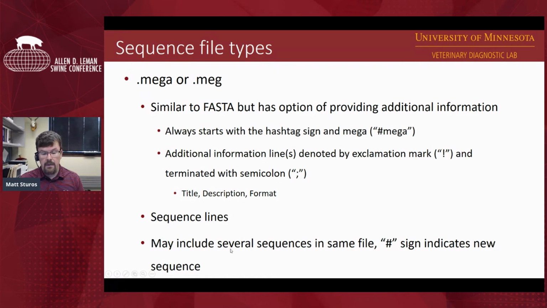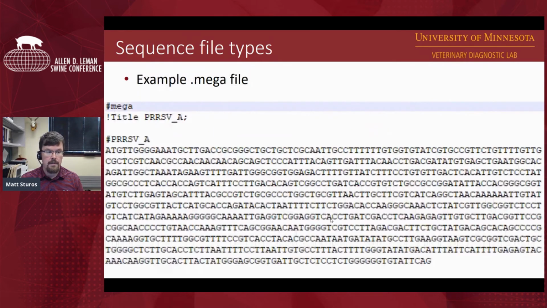You can also include several sequences in the same file. After this quality information, you would have as many hashtags as you need to create those multiple sequence files. So this is an example of what a MEGA file would look like. If you open it up in a text editor, you have hashtag MEGA, you have exclamation point title, so telling the program what the title is going to be. The title is PERS-A in this case, and then we have the defining part for the program. So when it takes the sequence and uses it, it's going to call it PERS-A, and then we have the actual sequence itself.